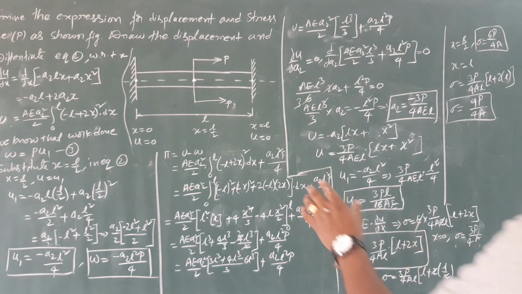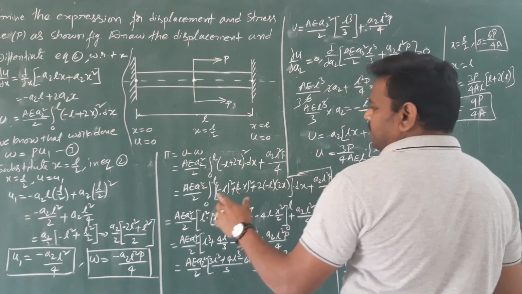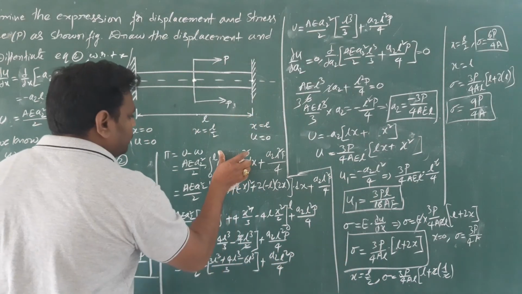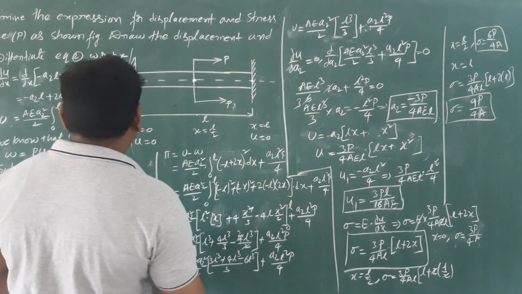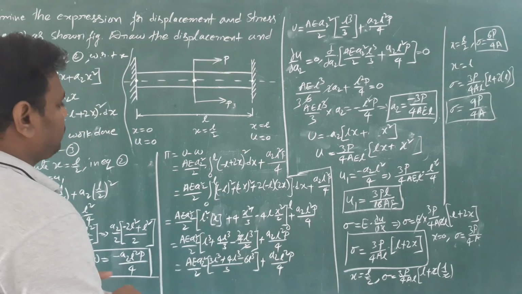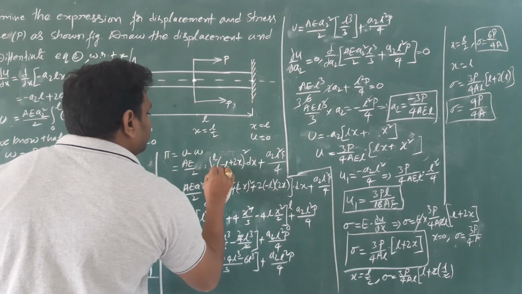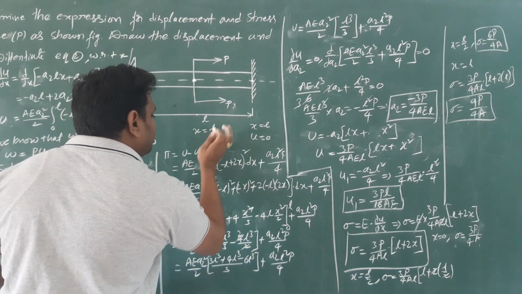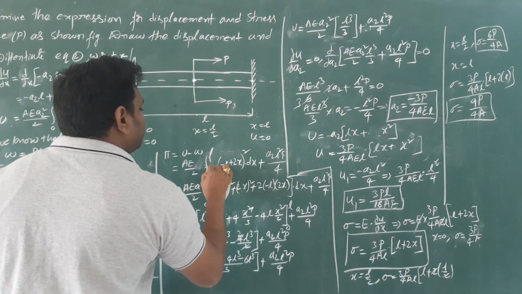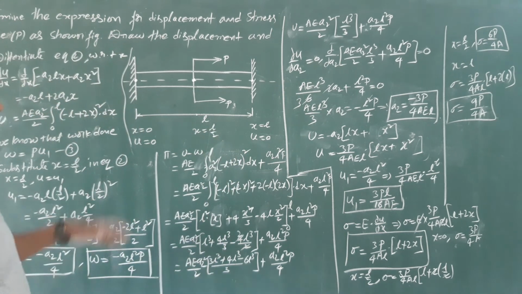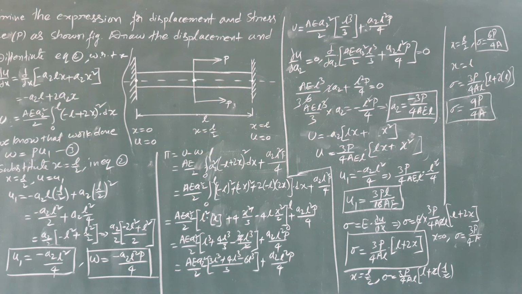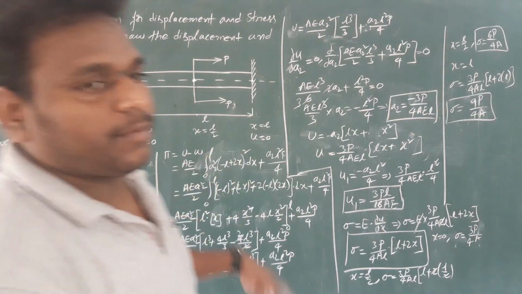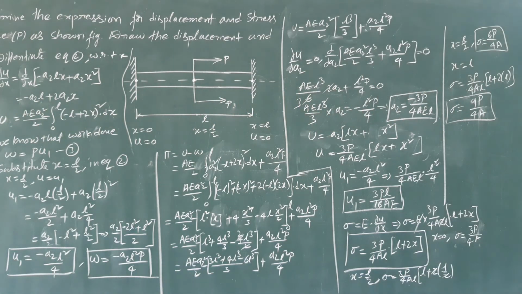Here we will get a small confusion, because here we write it like this, otherwise like this, that is A2 integral from 0 to L of A2 square. Okay, then we can easily understand. This is the process of deriving this type of problems by using the Rayleigh-Ritz method.